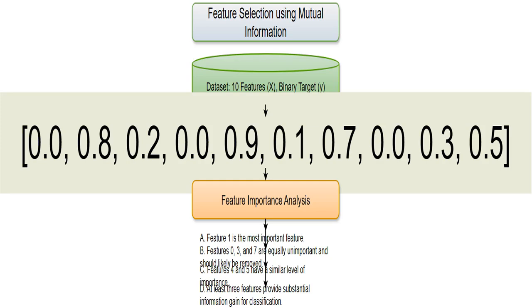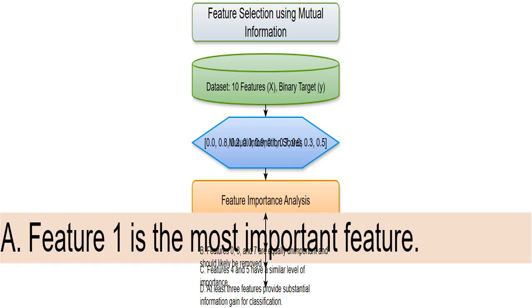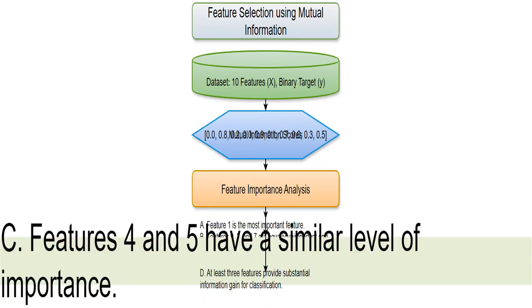The higher the score, the more important that feature is for classification. That's incorrect. Feature 1 has a score of 0.0, which is the lowest score. Feature 4 has the highest score, 0.9, making it the most important. Nope. Feature 4, 0.9, is much more important than Feature 5, 0.1. The difference in scores is significant.